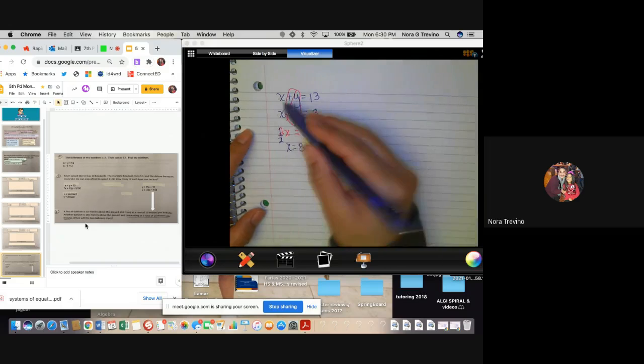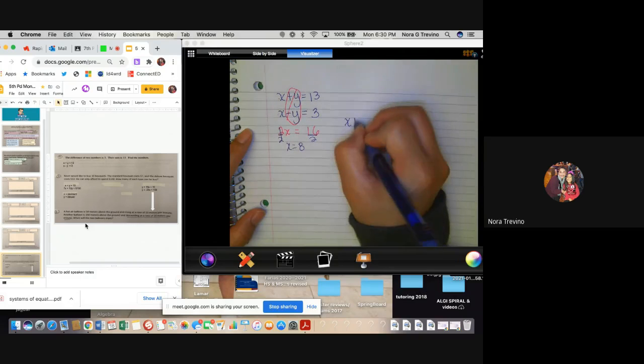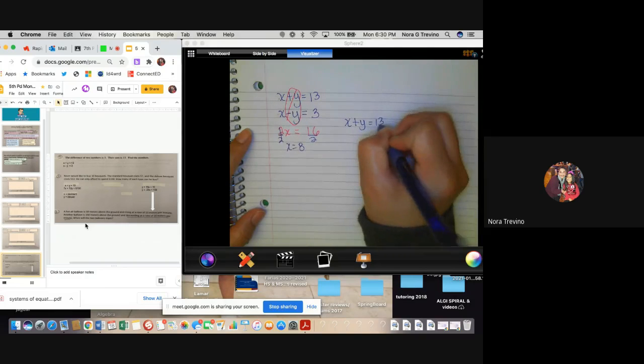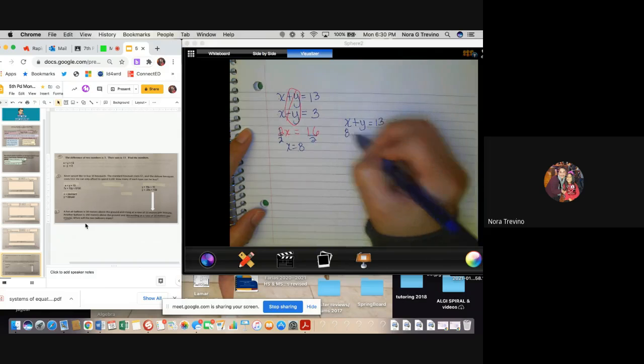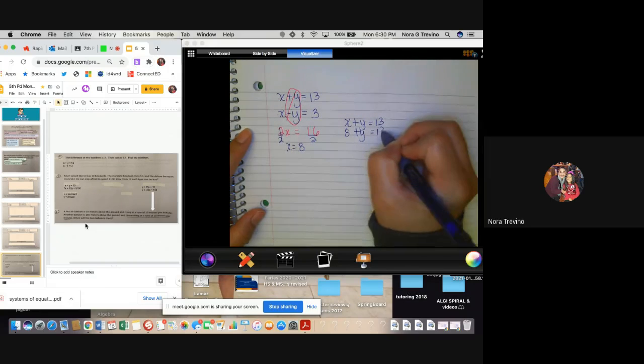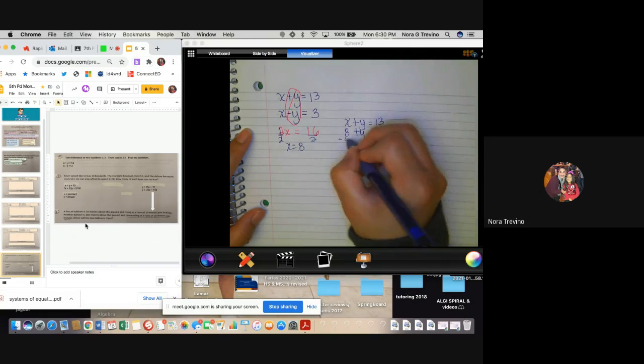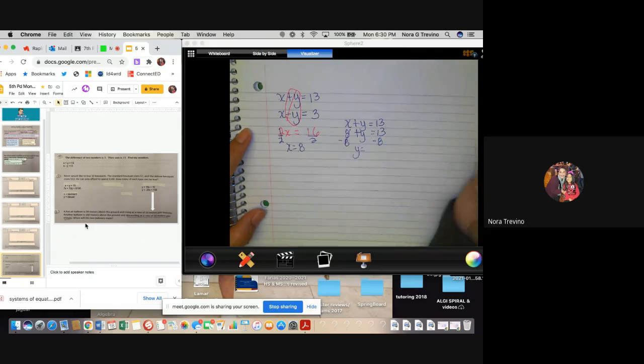And then I use whichever one I want. I'm going to use the top one. x plus y equals 13. x is 8. So solve for y by simply moving this guy over. So how much is y? 5.